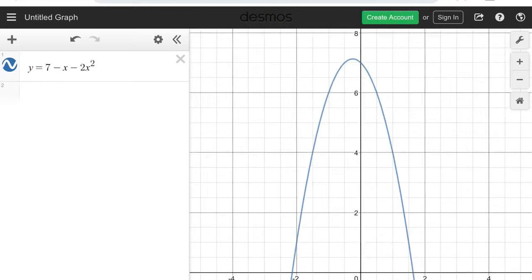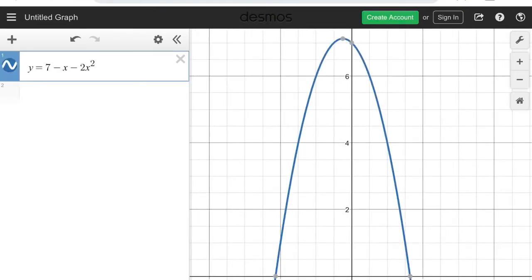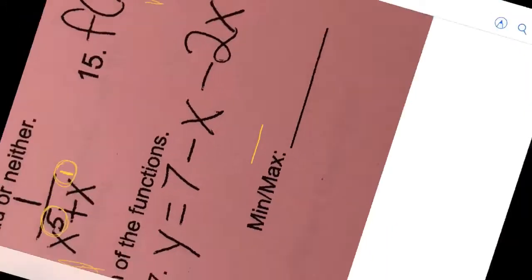The other points that show up in Desmos, when you select it: the point on the y-axis is your y-intercept. The other point that shows up is your x-intercept. So Desmos does a lot for you. But in this situation, we're only worried about our maximum point because we have a max, not a min. And we have negative 0.25 and 7.125. Again, you're putting the whole ordered pair.